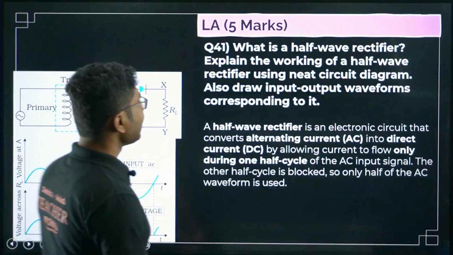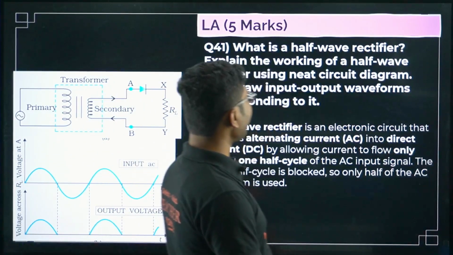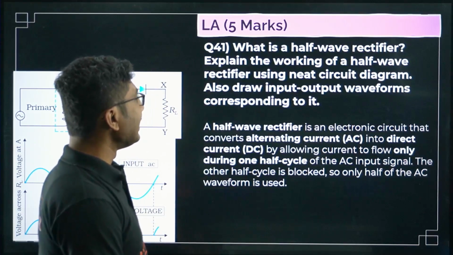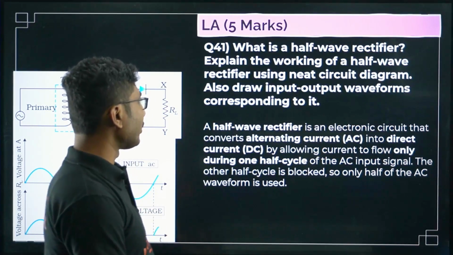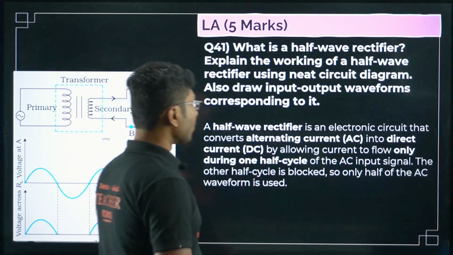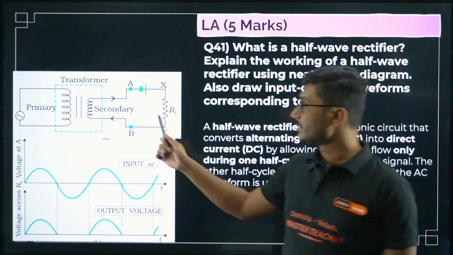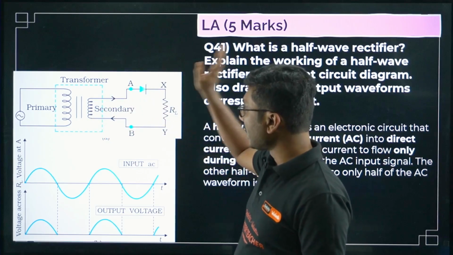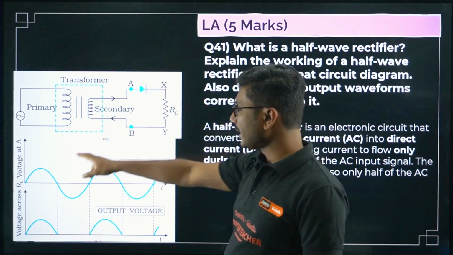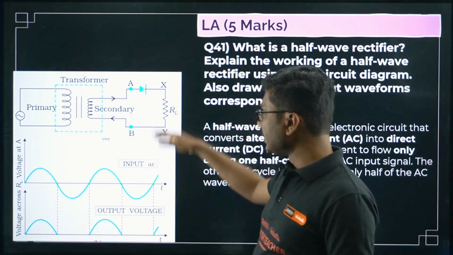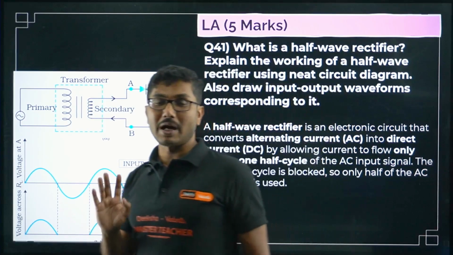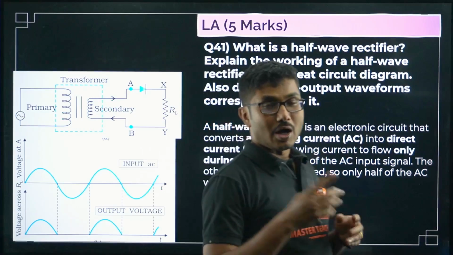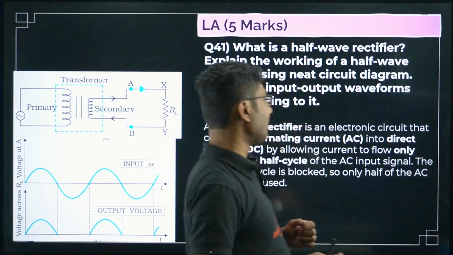Now let's see the half wave rectifier. Explain the working of a half wave rectifier using a neat circuit diagram, and also draw the input and output waveforms corresponding to it. So the half wave rectifier is this. As you can see, there is only one diode in a half wave rectifier, and the input output diagram is this. These diagrams are compulsory to get marks in this question, and this is a very common question. Full wave or half wave, one of them will definitely come in your PU board exam.